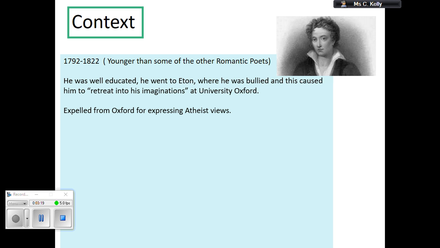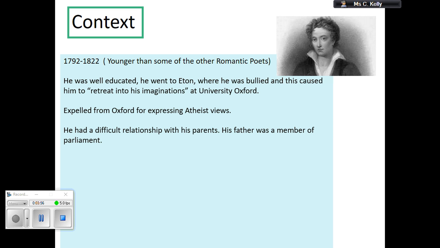He was expelled from Oxford for expressing atheist views. So atheist views means that he didn't believe in God. He didn't believe there was any God at all. And this at the time would have been quite a rebellious point of view, and enough to get him expelled from the university. He had a difficult relationship with his parents. His father was a member of parliament, so his father had a very public face to keep up, and his rebellious son didn't really fit in with that face, so they had a difficult relationship with each other.